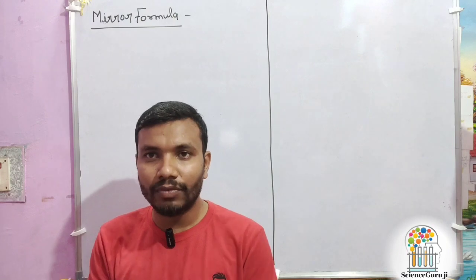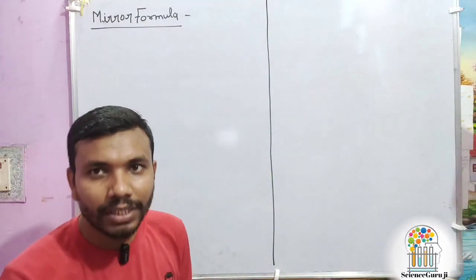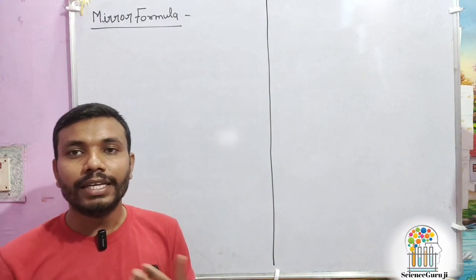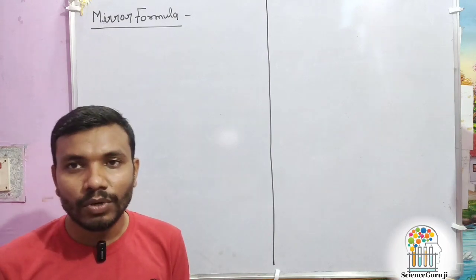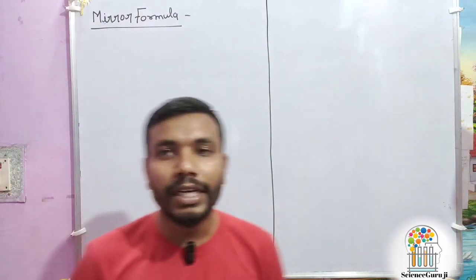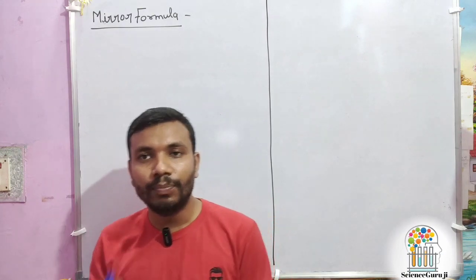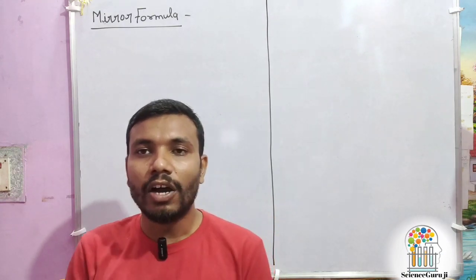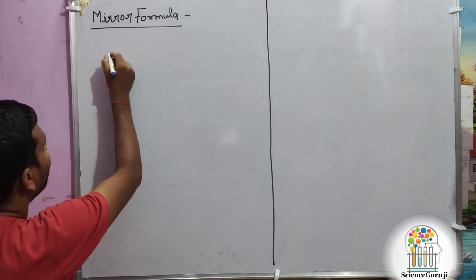Previously we discussed the sign convention. Remember these signs, which are used in the mirror formula. How we will use them, we will understand by an example. But before that, let's understand the mirror formula. What is the mirror formula? The distance of the object from the pole is known as the object distance, and it is denoted by small u.